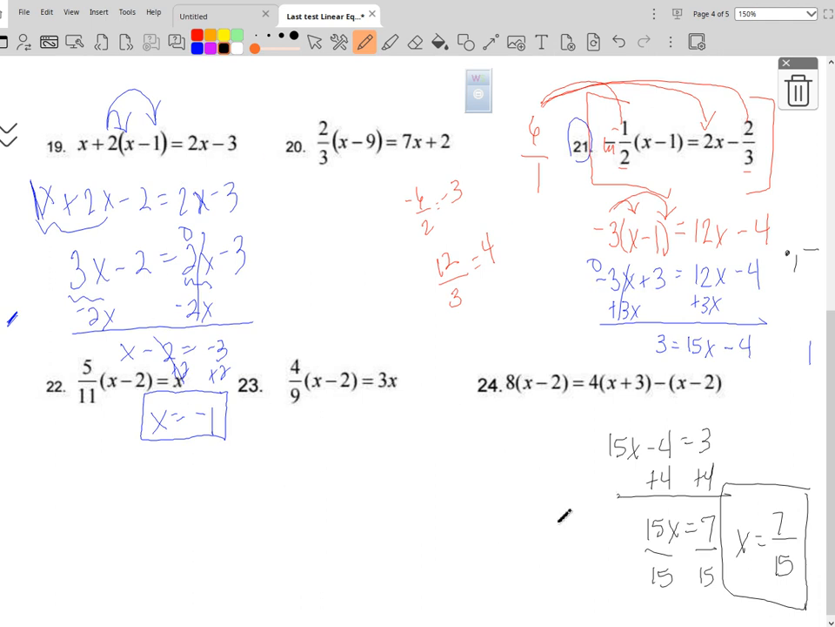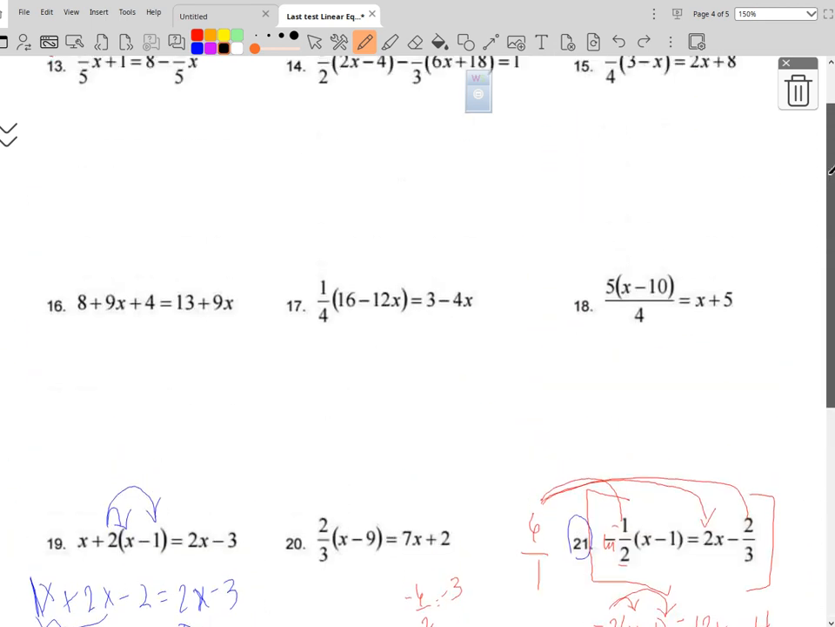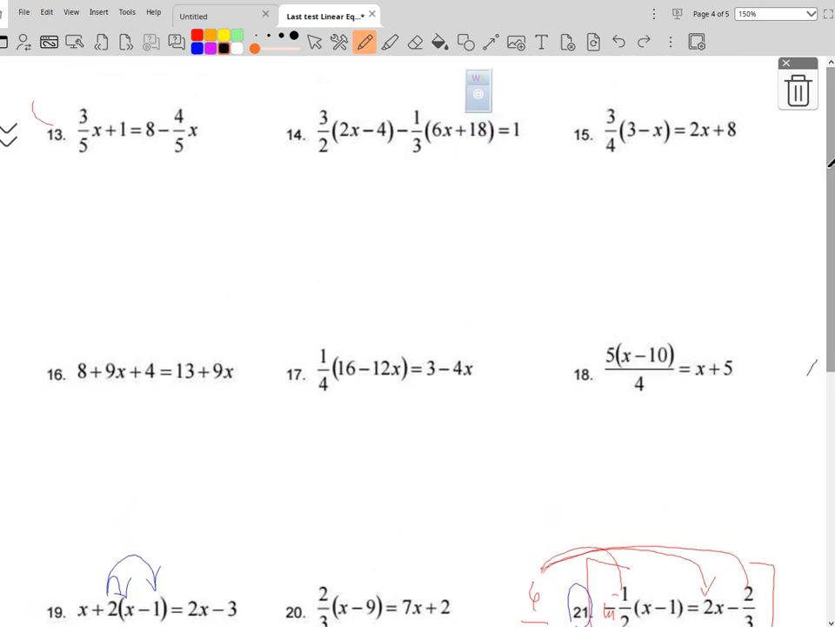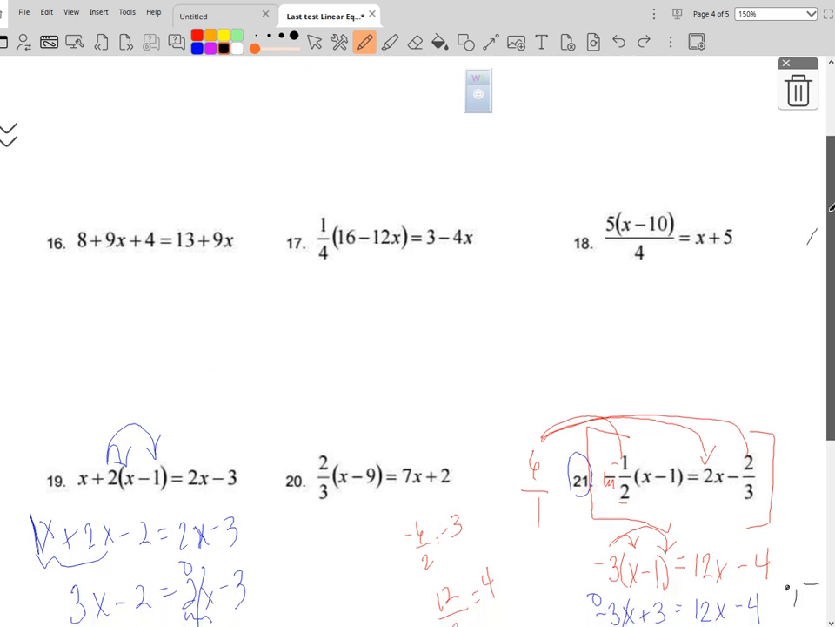Any other ones you want to go over, any other odd ones we do? I feel like we may have done one of kind of all of them. 18's a little bit different, but I would just distribute first, and then you can get rid of your fraction. You could get rid of your fraction first, but it's probably easier if you distribute first.